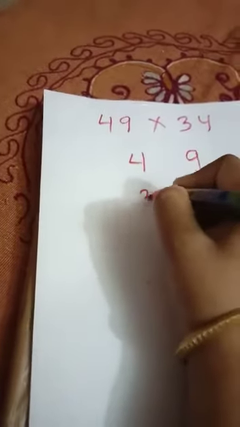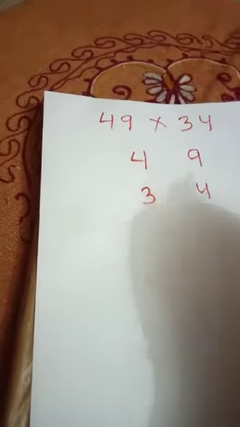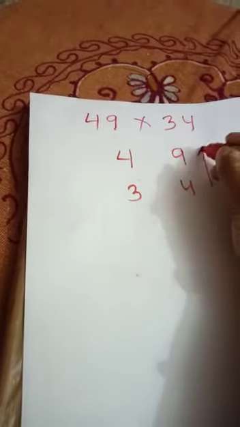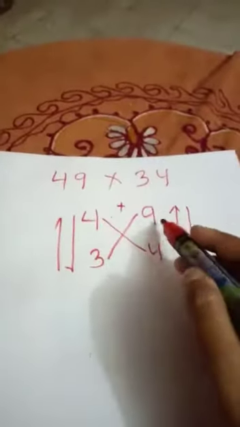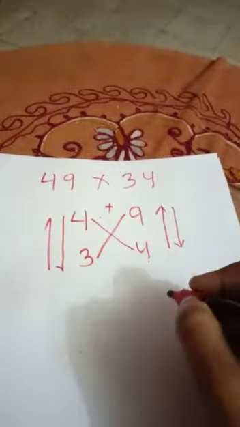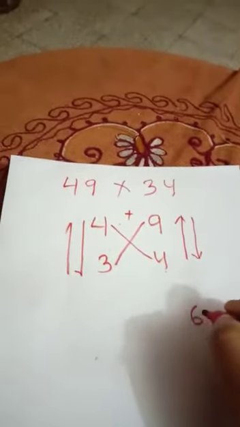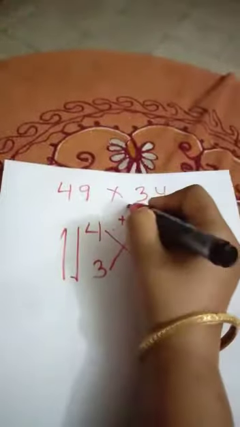49 multiplied with 34. Right. So firstly we write 4 and 9 separately, and then below it we write 3 and 4. Firstly we follow this rule, then we follow this rule plus addition, and then we follow this rule. What is this? Firstly we multiply 9 with 4. 9 4s are 36. So I will write here 6 from 36 and 3 will go as a carryover.